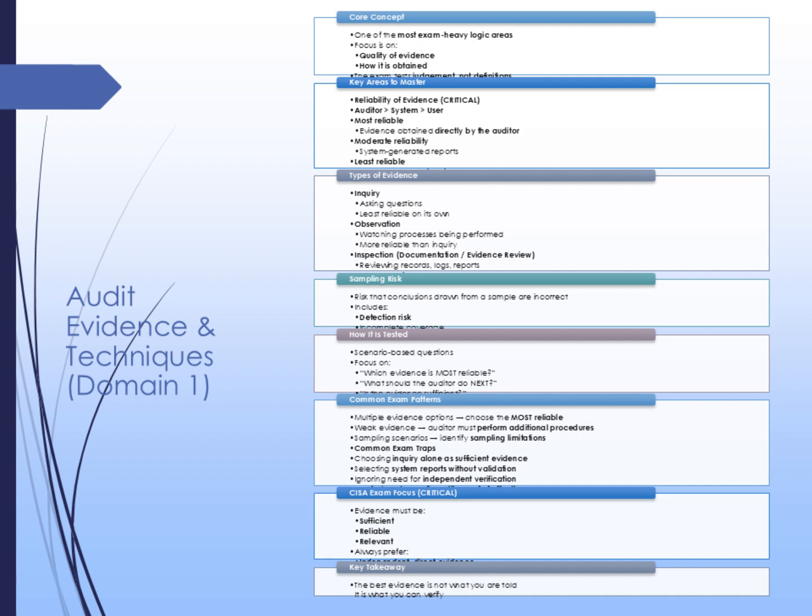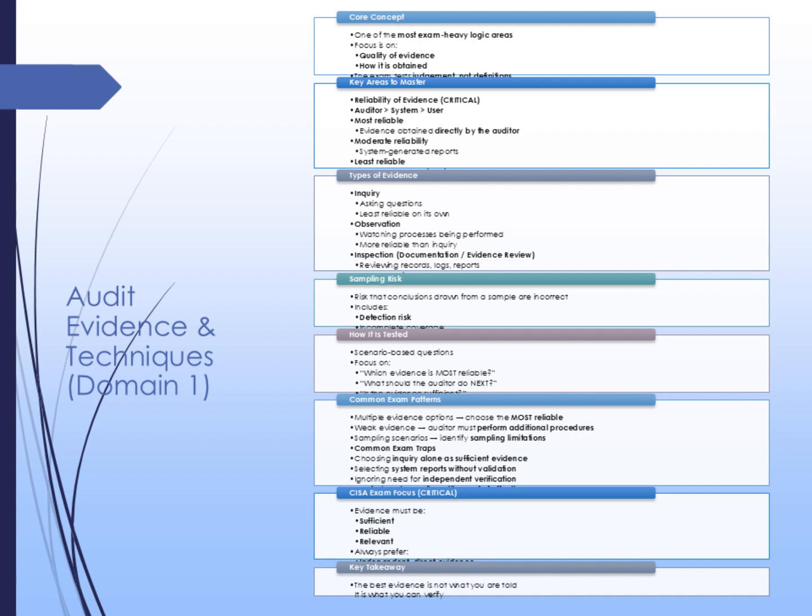This is why the exam frequently follows the principle: auditor evidence is stronger than system evidence, and system evidence is stronger than user statements. Evidence collected directly through auditor observation, independent verification, or direct testing is usually viewed as the strongest form of evidence. System-generated reports can also provide reliable evidence, but only if the auditor has confidence in the underlying system controls and report integrity. User statements and inquiry alone are generally considered the least reliable forms of evidence because they are subjective and may not be independently verified.